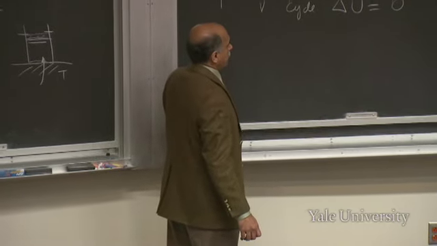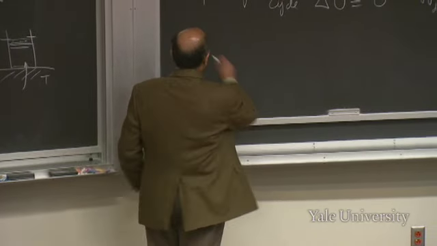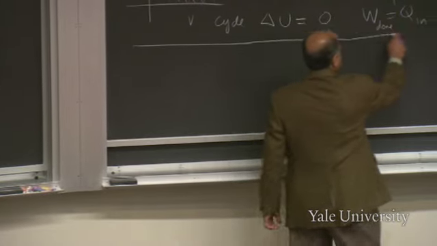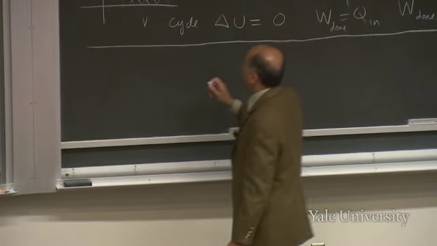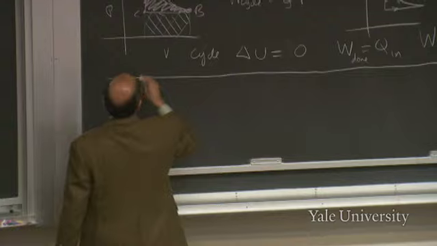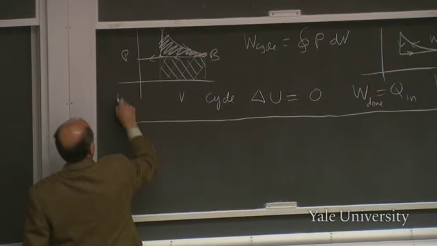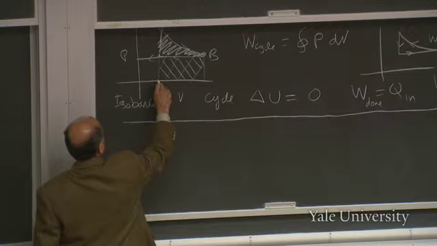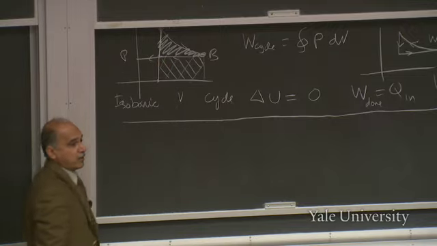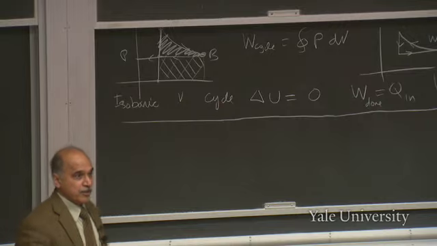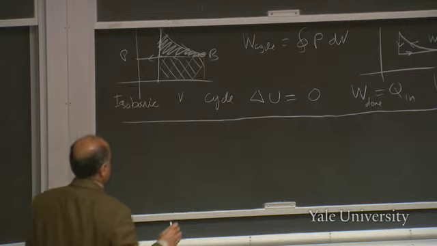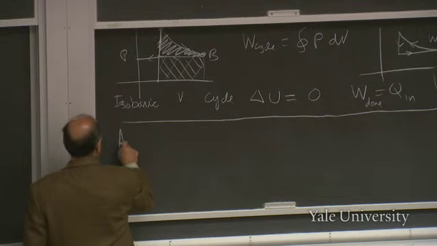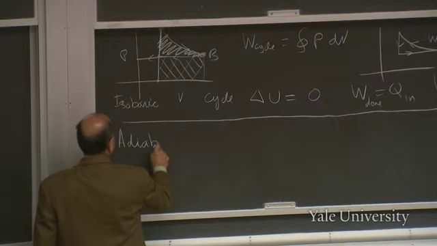Okay, now I'm going to consider a new process, which is of special importance. So the processes I've considered so far are isothermal. At constant pressure is called isobaric. And I don't know the name for constant volume, but no work is done at constant volume. Now I'm going to consider the last process, very, very important. It's called adiabatic.